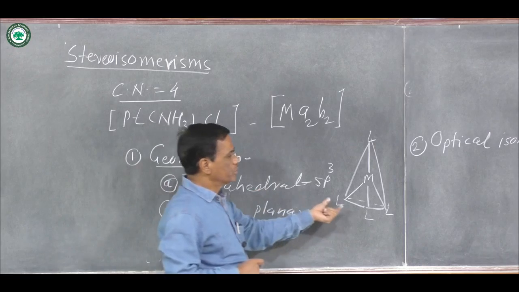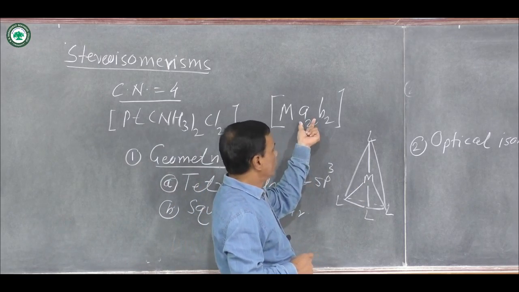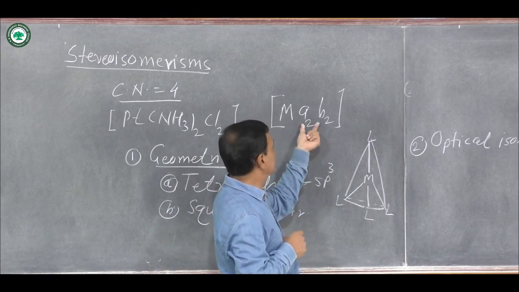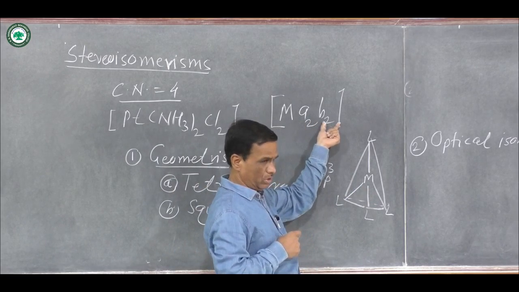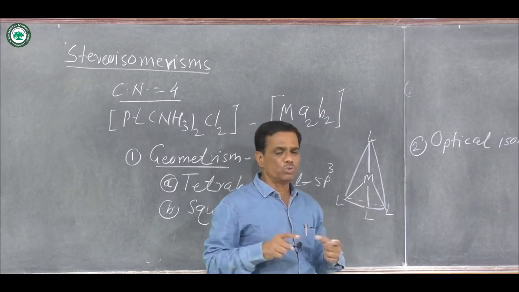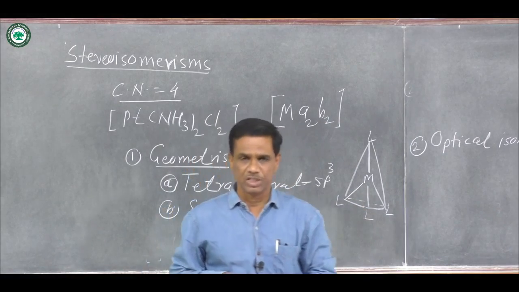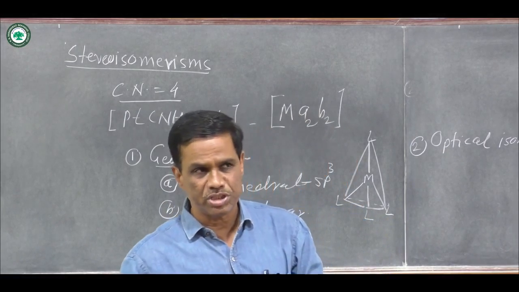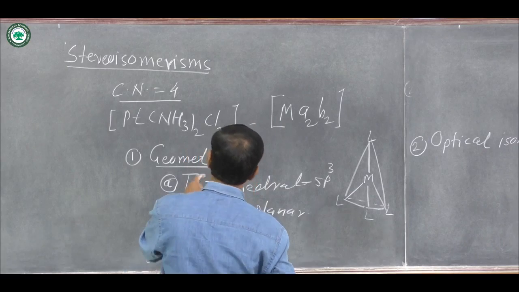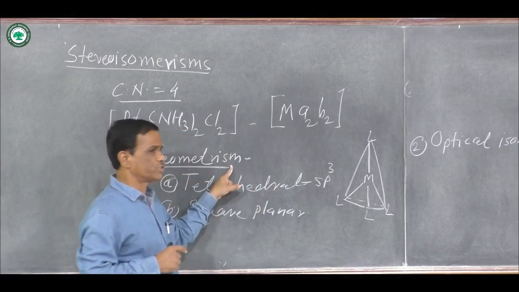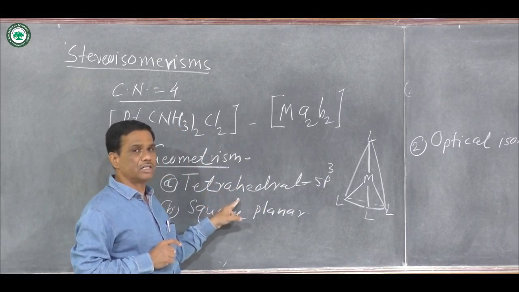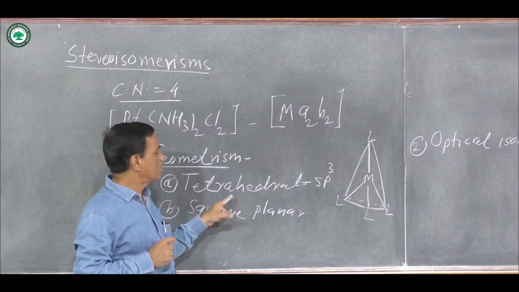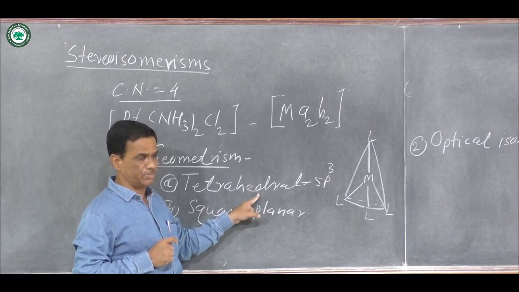Example: suppose there is a metal with 4 ligands, that is Ma4, or suppose you consider an Ma2B2 type of example. No two ligands are opposite to each other, all ligands are equivalent, they are adjacent to each other. Therefore cis and trans isomers are not possible in tetrahedral arrangements.